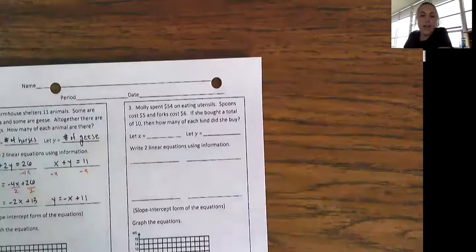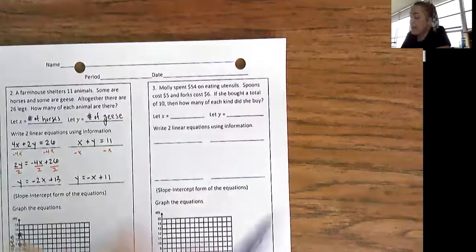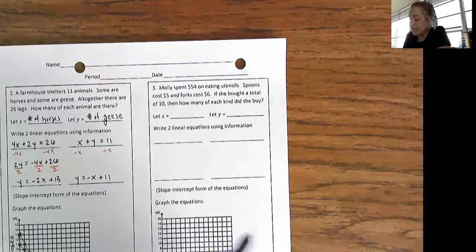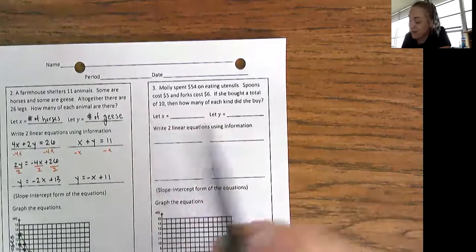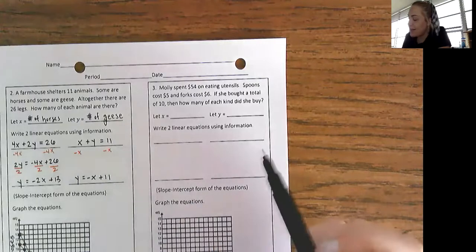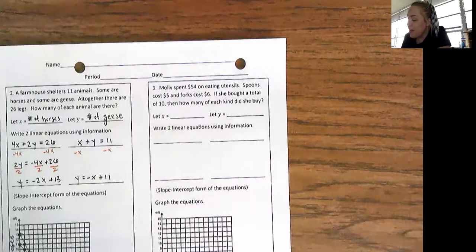All right, now let's start going through it. Molly spent $54 on eating utensils. That's a really funny thing to call it. Spoons cost $5 and forks cost $6. She bought a total of 10. How many of each kind did she buy?